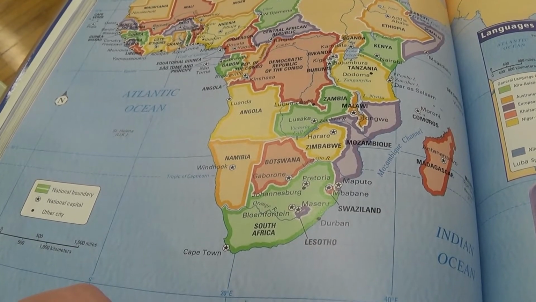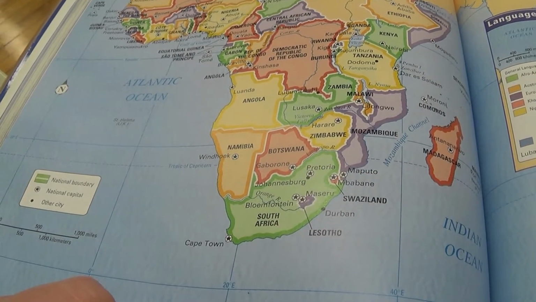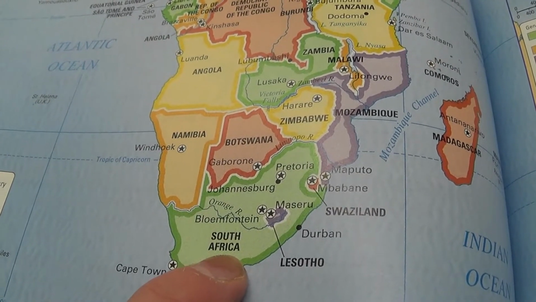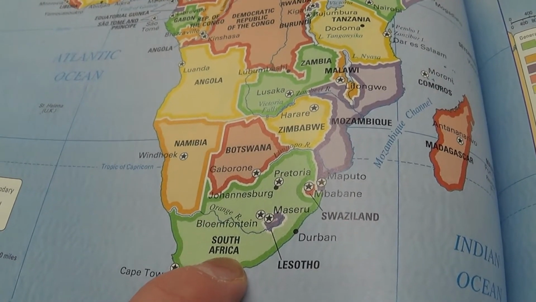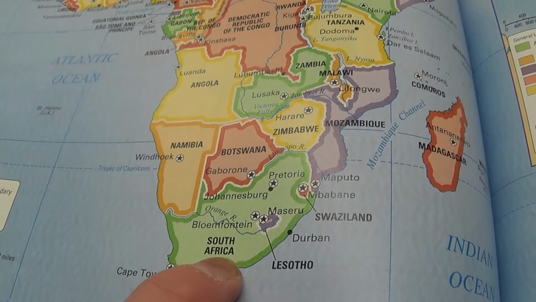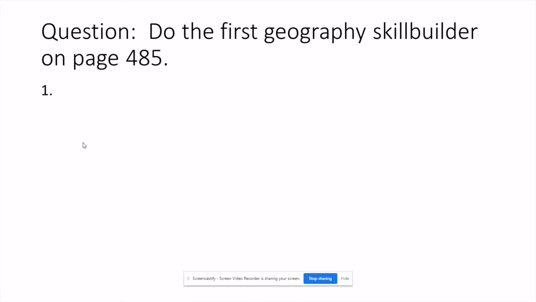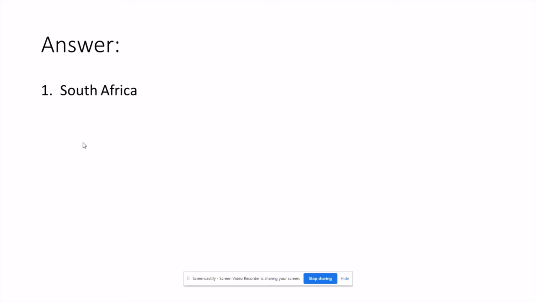And in this book, countries are written in all capitalized letters and they're bold, and that means I'm looking at the country South Africa here in green. So the answer to that question should be South Africa. So now that you've had time to think about your answer, the answer is South Africa.